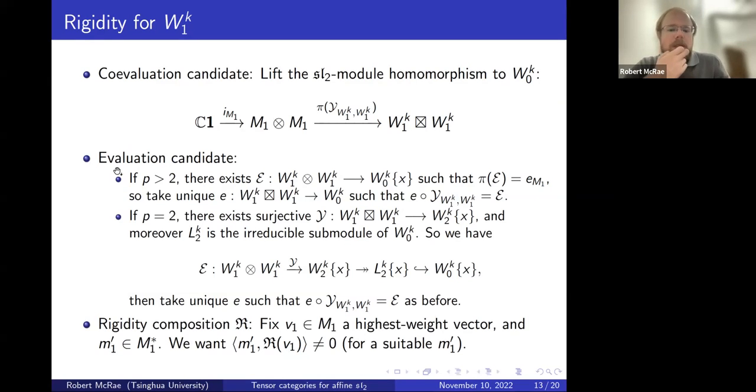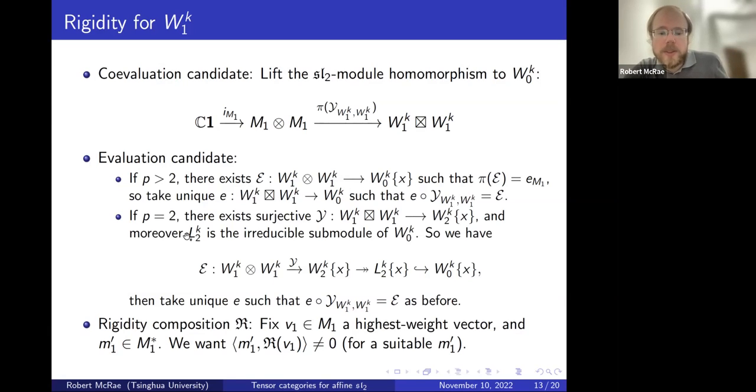Getting an evaluation is more difficult because we need to construct intertwining operators, and the intertwining operators are a little bit less obvious here. It's easier if P is bigger than 2, because in this case, I said there are some conditions for constructing intertwining operators between Weyl modules. In this case, the conditions are satisfied. So we get an intertwining operator going into WK0, which lifts the evaluation for the SL2 modules. And then the universal property of the tensor product module says that this intertwining operator script E corresponds to a homomorphism little e like this.